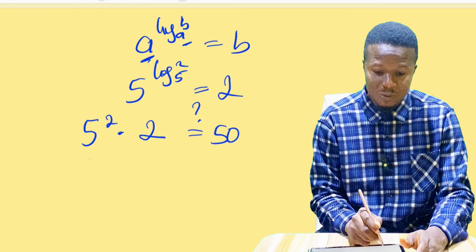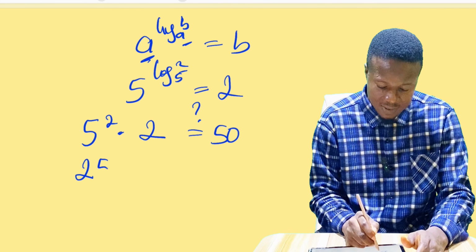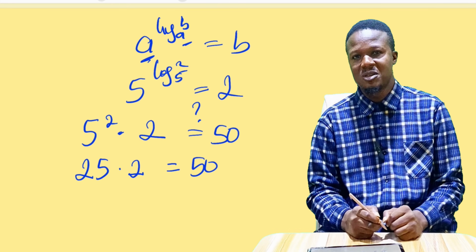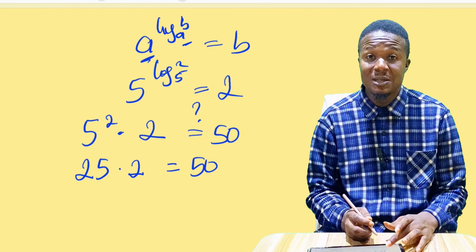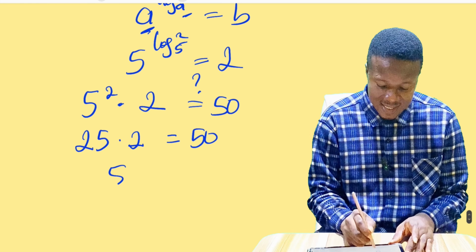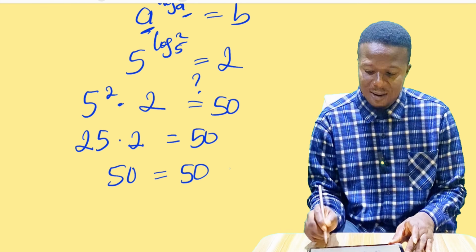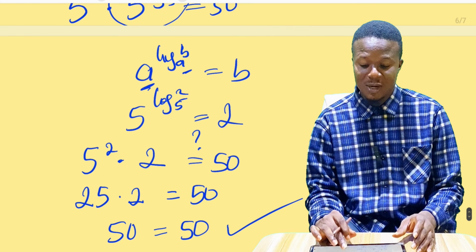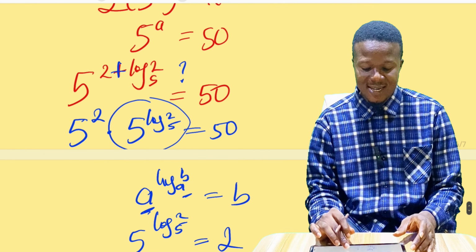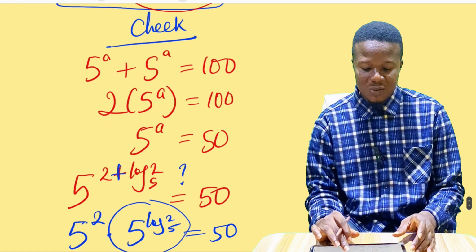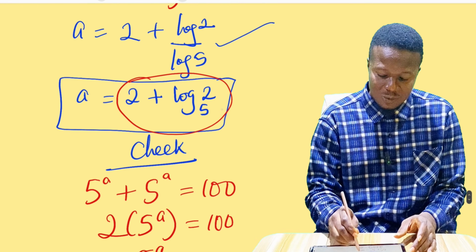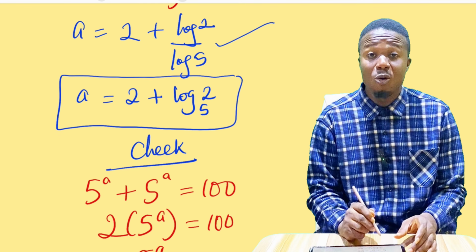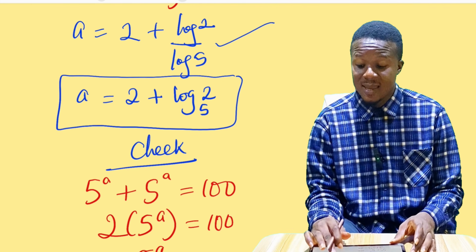Now, what is 5 power 2? 5 power 2 is definitely 25, multiplied by 2. Can this give us 50? That is the equation. Of course, when you multiply 25 by 2, you get 50. You can now confirm that both sides are balanced. And because both sides are balanced, we can conclude that our solution is totally correct. Okay, so you can now see that the value of a that satisfies the given equation is equal to 2 plus log 2 base 5.